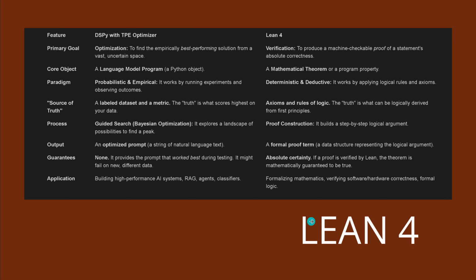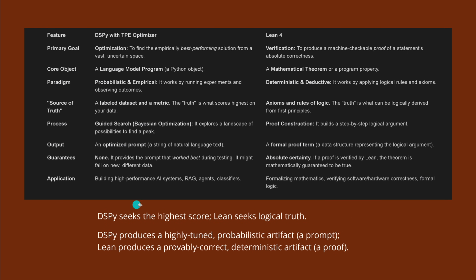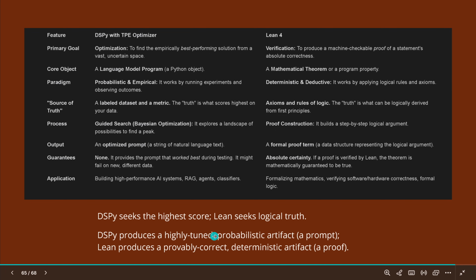This is the dream that we have currently in July 2025. And hundreds of millions of dollars are going into startups right now as I speak. DSPy seeks the highest score on a metric I defined. Lean seeks a logical truth. DSPy produces a highly tuned probabilistic artifact: a prompt. Lean produces a provable, correct, deterministic artifact: a proof, the way forward to solve something.